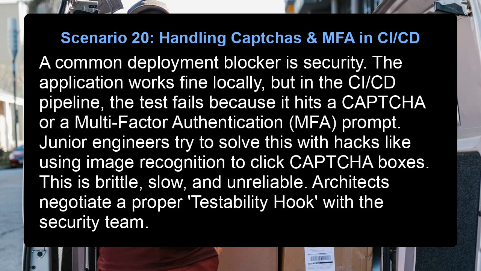Scenario 20. Handling CAPTCHAs and MFA in CI/CD. A common deployment blocker is security. The application works fine locally, but in the CI/CD pipeline, the test fails because it hits a CAPTCHA or a multi-factor authentication (MFA) prompt. Junior engineers try to solve this with hacks like using image recognition to click CAPTCHA boxes. This is brittle, slow, and unreliable. Architects negotiate a proper testability hook with the security team.